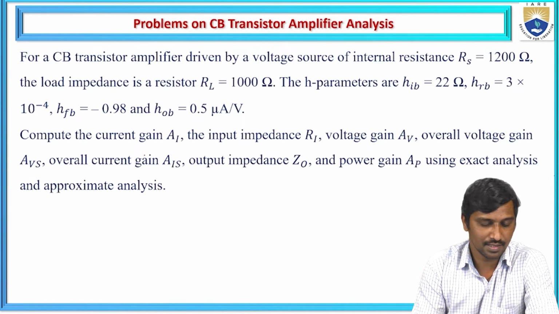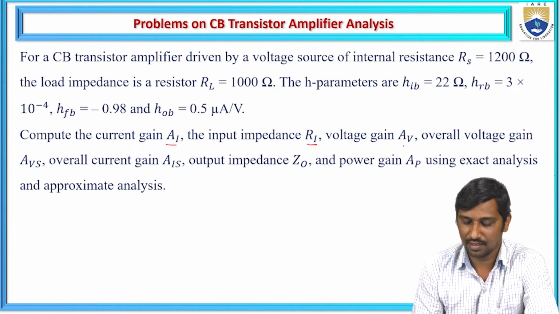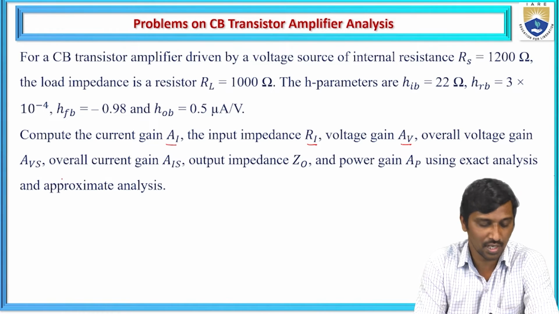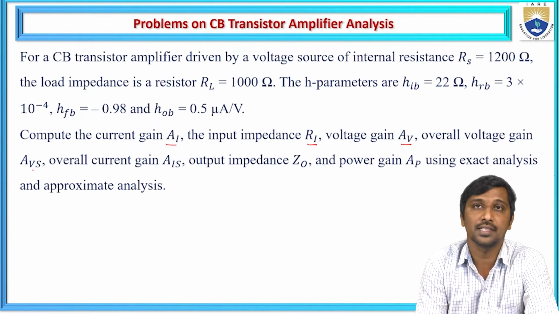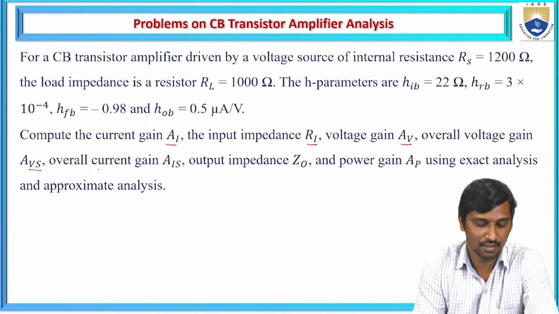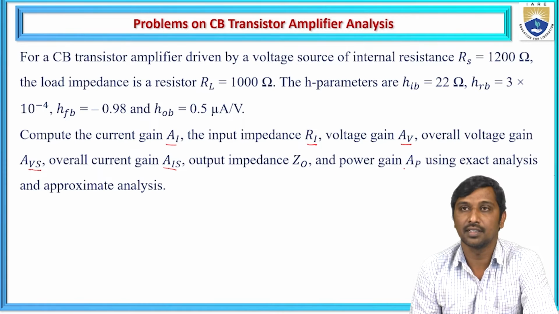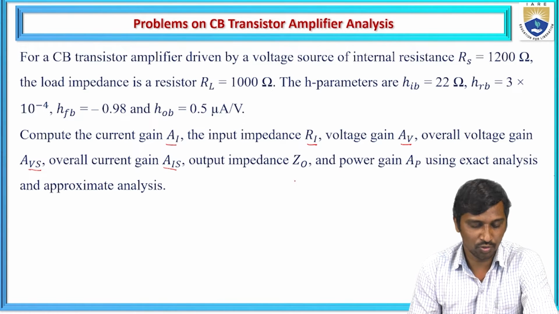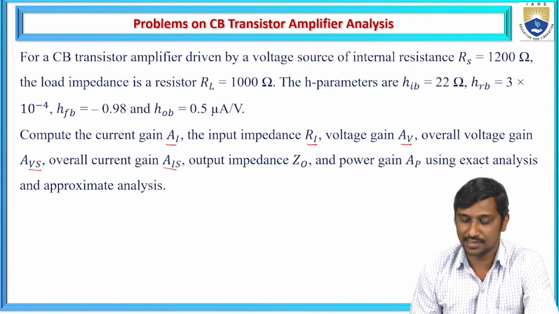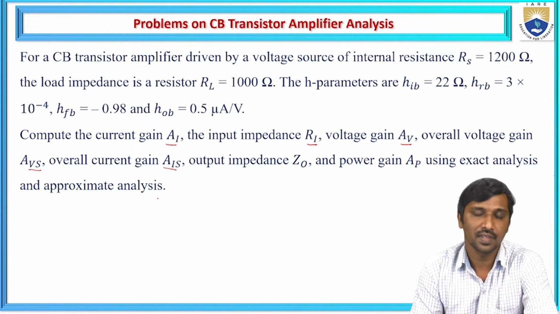For these given specifications, we need to calculate the current gain, input impedance, voltage gain, as well as the overall voltage gain. We need to consider the source resistance while calculating this overall voltage gain. Similarly, we need to calculate the overall current gain AIS, output impedance Z0, as well as the power gain AP, using two approaches: one is the exact analysis approach, and the other is the approximate analysis.